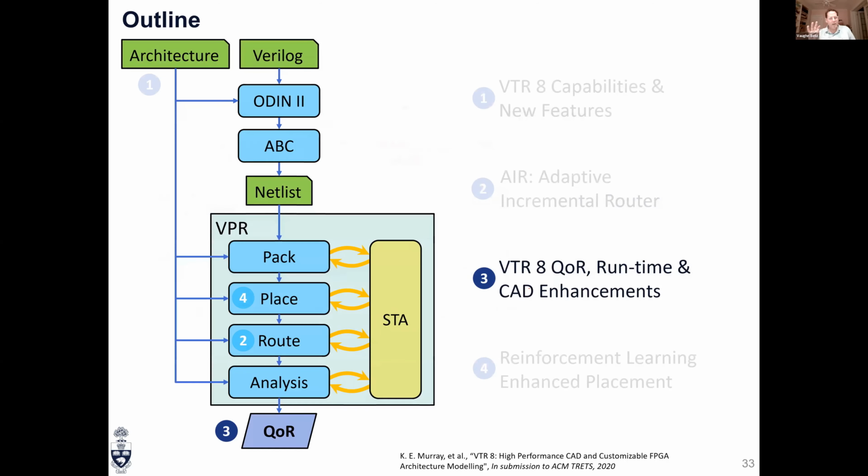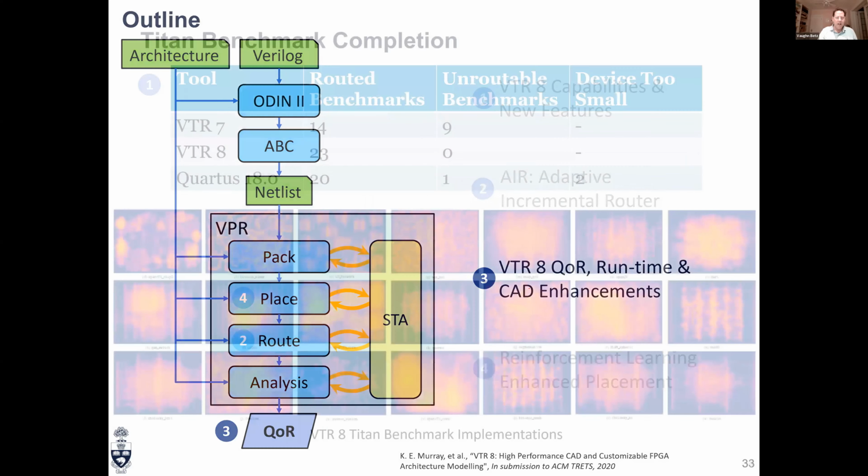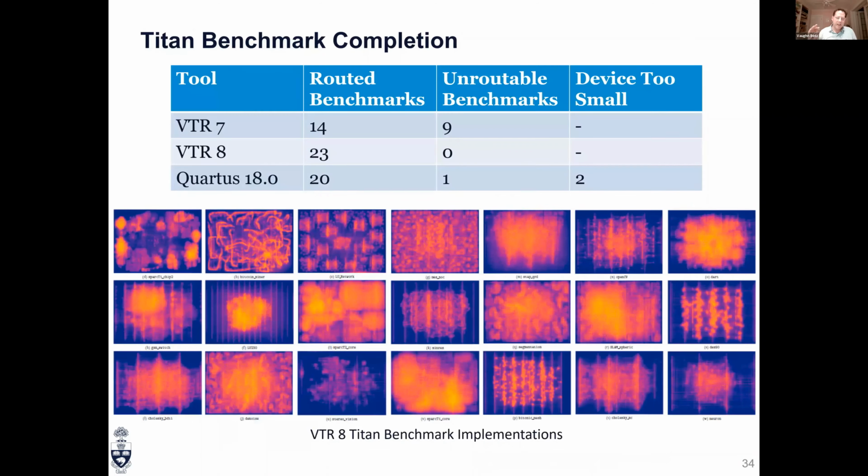Okay, so that was about routing. I'm going to tell you a little bit briefly about other quality enhancements in VTR8. Again, comparing on those 23 large Titan designs and using a channel width of 300, which is about what Stratix 4 has, VTR7 could only route 14 of them. VTR8 could route 23, so significantly better.